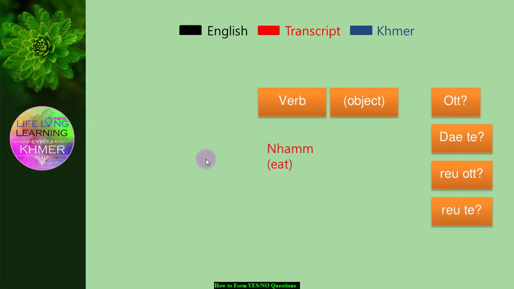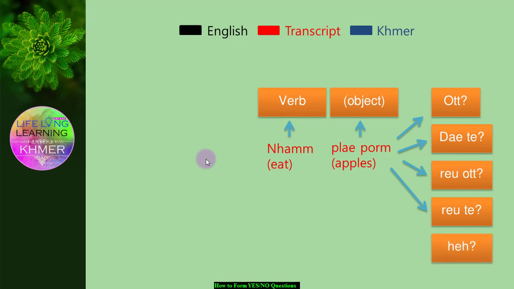So again, we omit the question word ta and the subject, so it remains only the verb nyam, which means eat, and the object plai pom, apples. So we ask again: nyam plai pom ot, nyam plai pom dai te, nyam plai pom ru ot, nyam plai pom ru te, or even nyam plai pom eh.